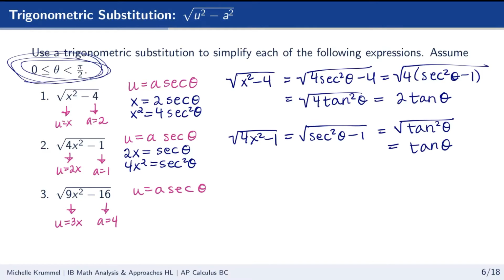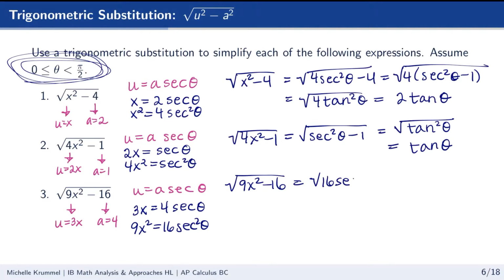Okay, and number 3, u is 3x, a is 4, so we have 3x equals 4 secant theta. The square root of 9x squared minus 16. Let's square both sides here. We get 9x squared equals 16 secant squared theta. And we'll make our substitution. So the square root of 9x squared minus 16 gets replaced with 16 secant squared theta minus 16. And then factor out the 16. Secant squared theta minus 1 becomes tan squared theta.